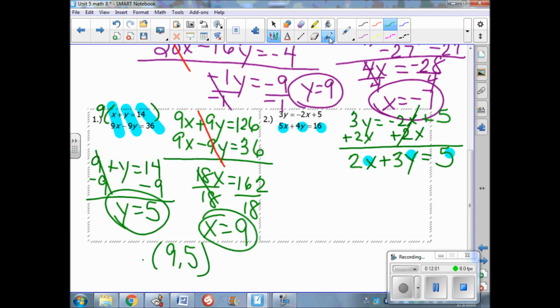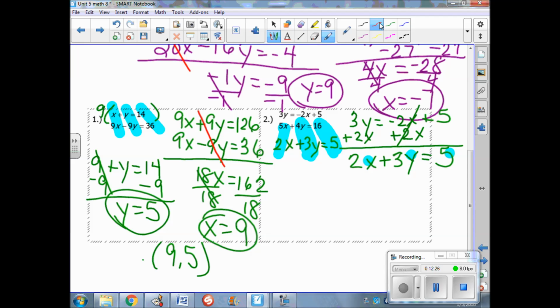Let's rewrite it underneath, okay? Let's see where I want to write it. I think I might put it right underneath here. Plus 3y equals 5. Okay? Now everything lines up nicely. X's, y's, constants. And we're going to have to get something to eliminate.